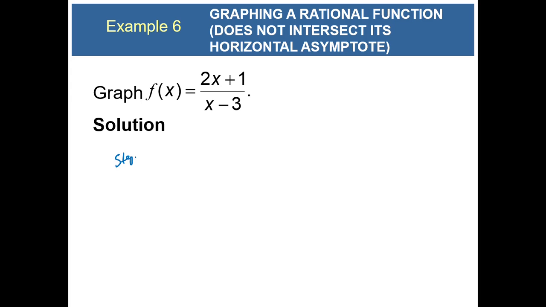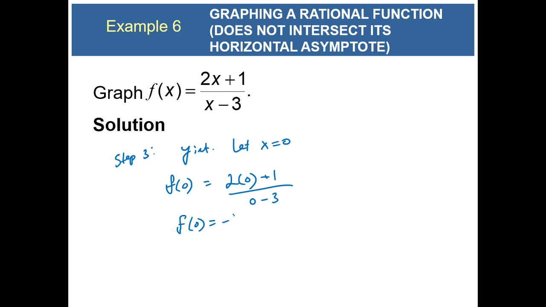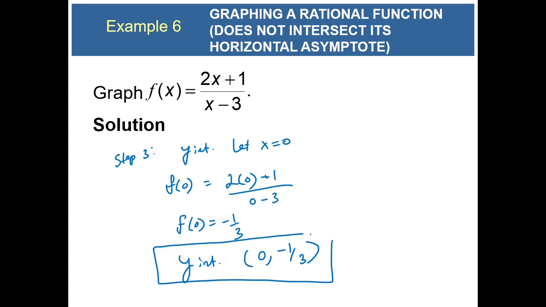In step 3, I'm going to find the y-intercept, and I'll do that by letting x be equal to 0. So f of 0 equals (2 times 0 plus 1) divided by (0 minus 3). And this gives us f of 0 equals -1/3. So my y-intercept is (0, -1/3). This is our y-intercept, (0, -1/3).